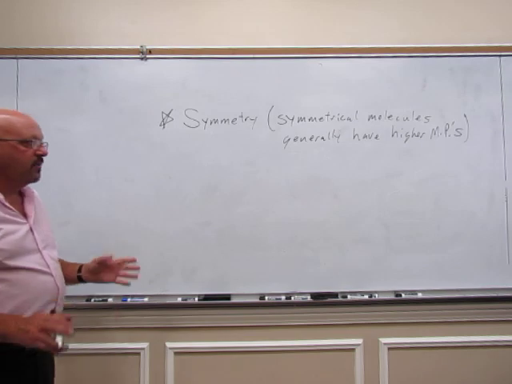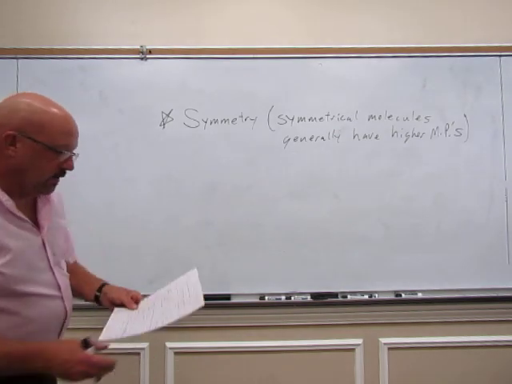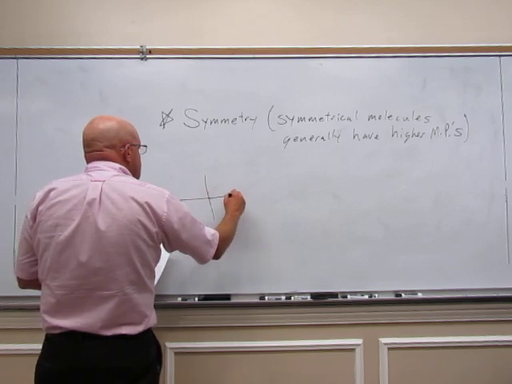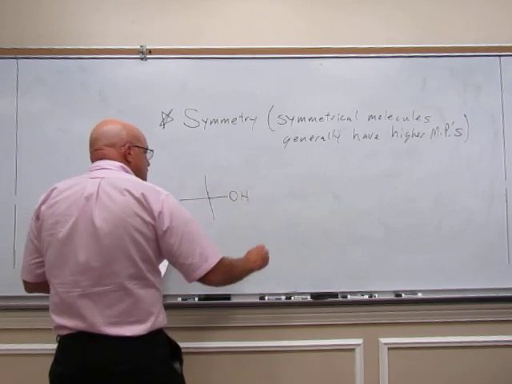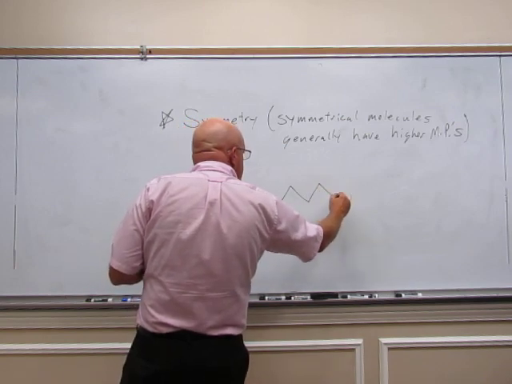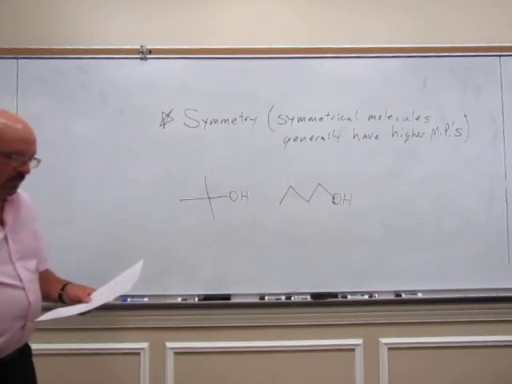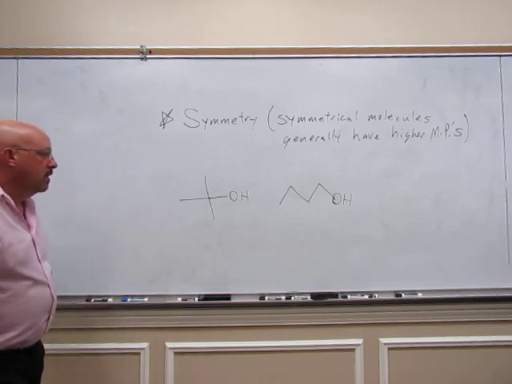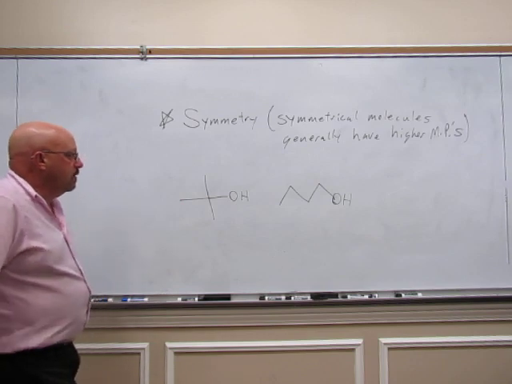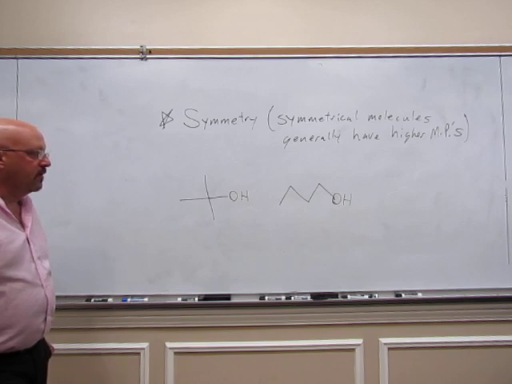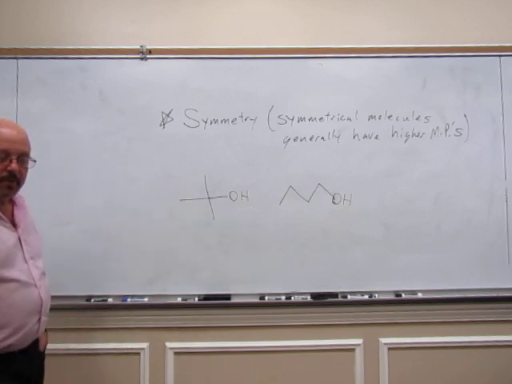If there's any kind of symmetry. Let's look at an example. Let's compare two molecules. Here's two alcohols, exact same size. They both have 4 carbons, same number of hydrogens, and they both have the 1 oxygen. They're both an alcohol, exact same size. So it's nothing to do with size.